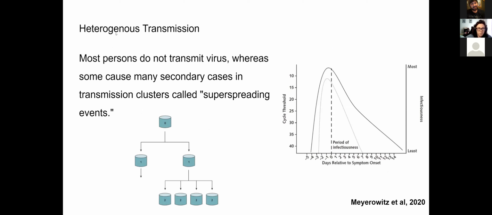All right, and then this is sort of what we were talking about. This is not a one person infects three people, who infect three people, who infect three people kind of virus. It just doesn't work like that. Most people infect no one, and a few people infect a lot of people each. And those are the super spreading events that we've heard about.